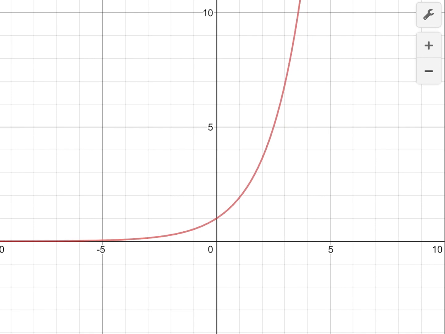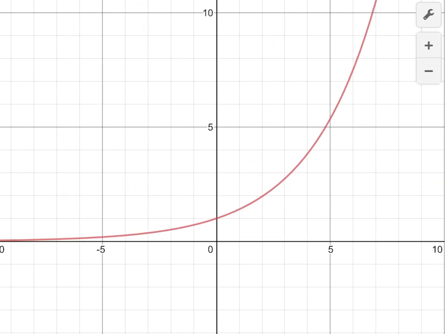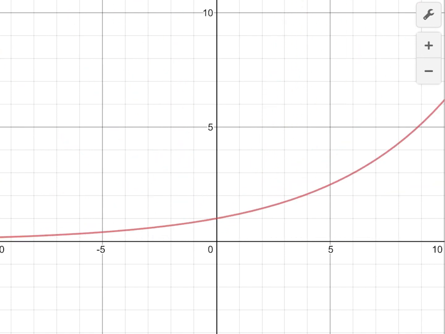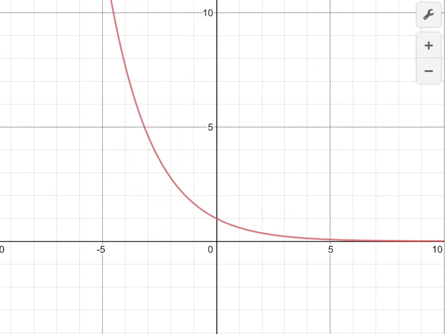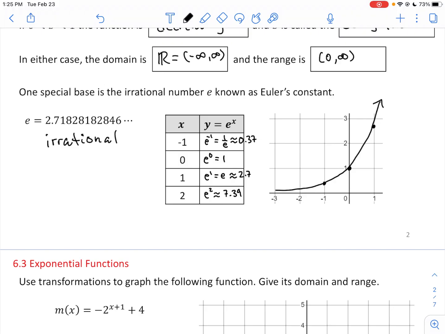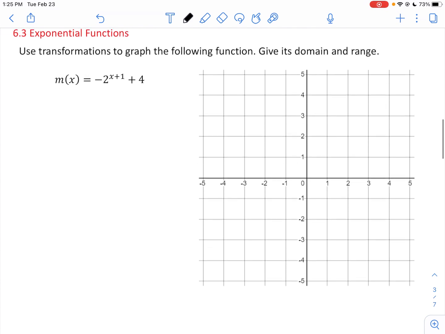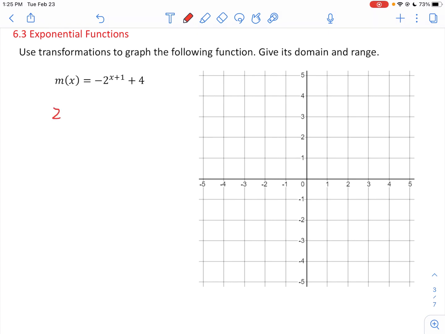So another thing to notice when we graph exponential curves, they all have the same y-intercept. They all go through 0, 1. The only way we can change that is by doing vertical stretches and or vertical shifting, but your basic exponential parent graph b raised to the x will go through 0, 1. Okay, so speaking of transformations, use transformations to graph the following function. Give its domain and range. Let's start with a parent function of just recognizing that 2 is our base raised to the x.